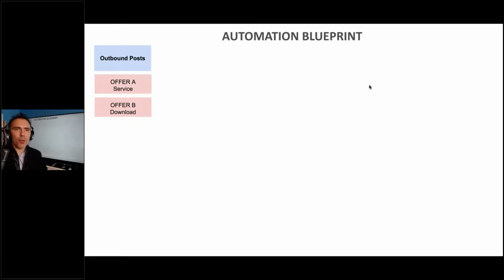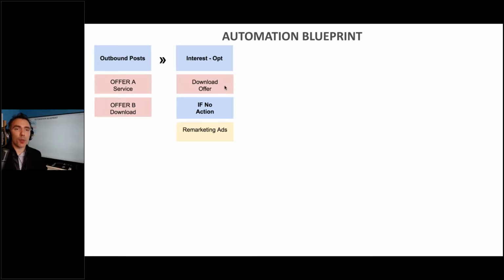This is a quick overview of the automation blueprint. And for the sake of time, I'm going to go through this relatively quickly. Maybe you're doing automated outbound social media posts, promoting your service and some free offer. You get people to go to a landing page and download an offer. Great, they can continue the journey. If not, you can automate remarketing ads that follow them around and continually get them to come back to your offer.